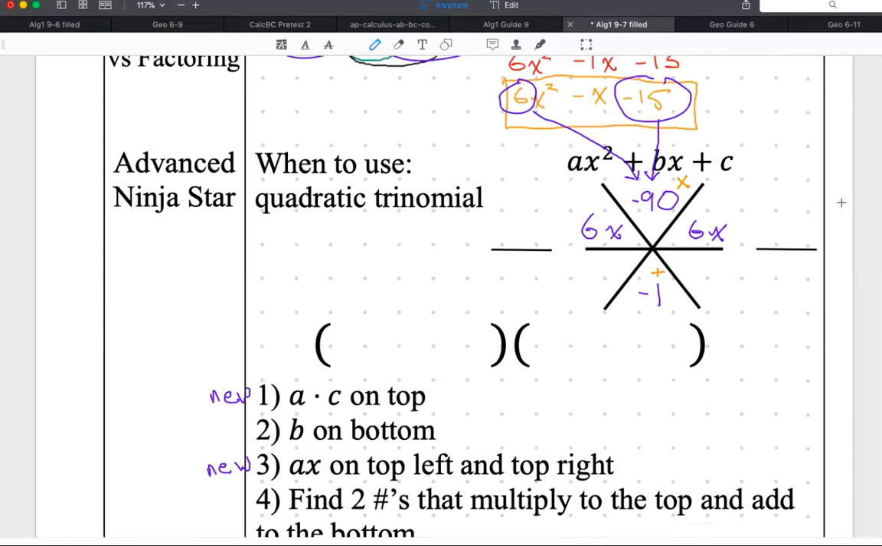-10 and 9 multiply to -90, and -10 plus 9 equals -1. There it is. Yeah, thank you. So everyone can copy it down. I'm sure everyone can check that math really quickly. It's like, oh yeah, those do make sense.